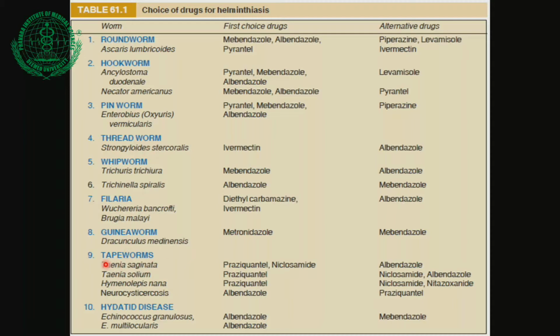For the tapeworm or cestodes, Taenia saginata, Taenia solium, H. nana, the drug of choice is Praziquantel. So for cestodes, Praziquantel is the drug of choice, except neurocysticercosis and hydatid disease, where the drug of choice is Albendazole. So remember that Albendazole, apart from nematode infestation, is also a drug of choice in neurocysticercosis and hydatid cyst, which are actually cestode infestations. And for most of the trematodes, again the drug of choice is Praziquantel.